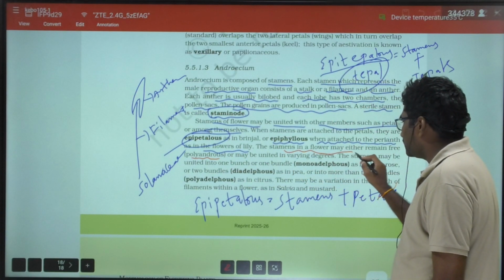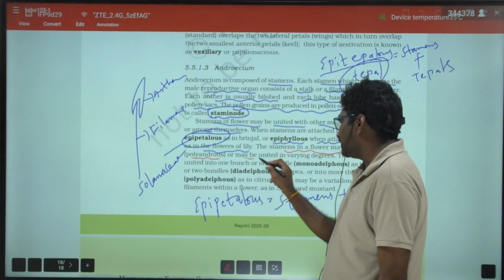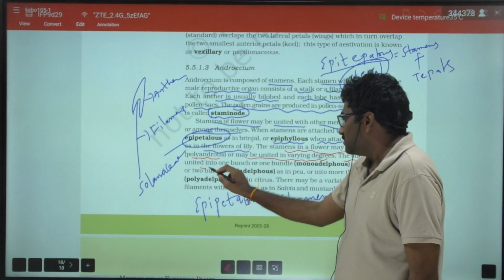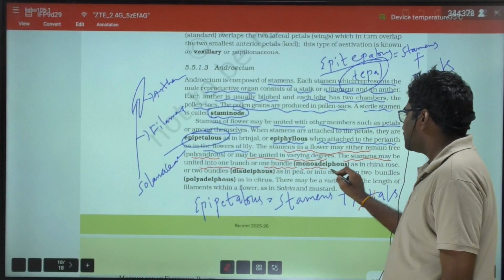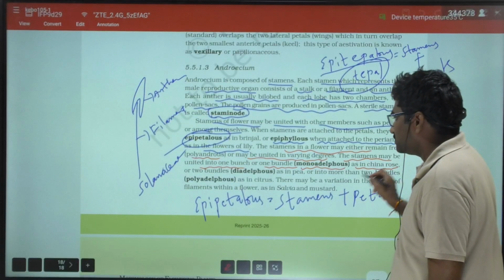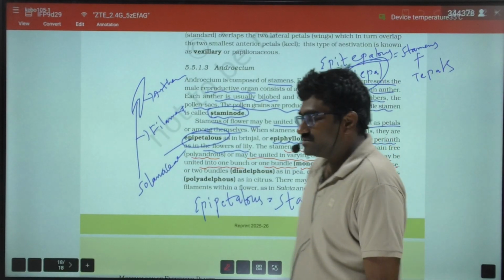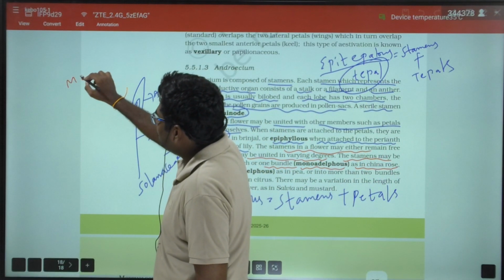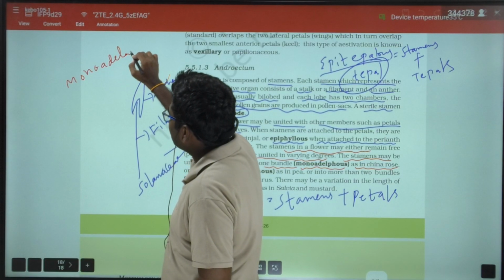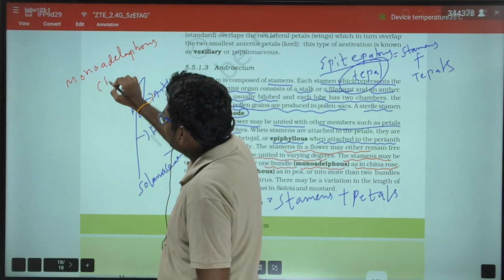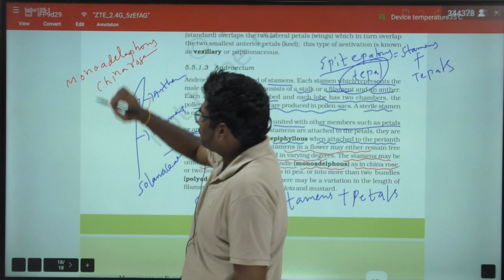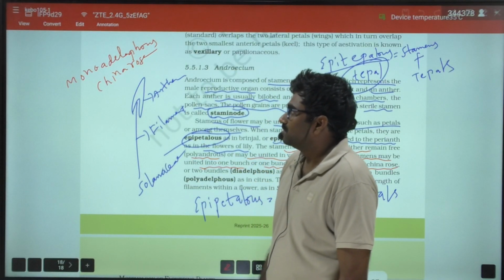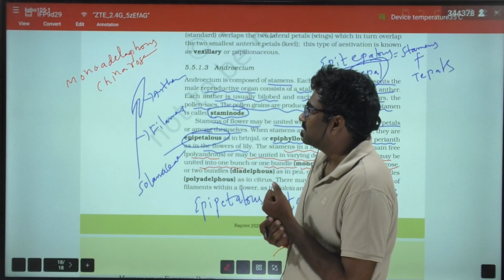Stamens may either remain free, that is called polyandrous. When the stamens are free, it is the polyandrous condition, or they may be united in varying degrees. When the stamens are united into one bunch or one bundle, it is called monadelphous, as in China rose. Very important. Monadelphous. Example, China rose, which belongs to the Malvaceae family. Mono, China. Remember mono China.